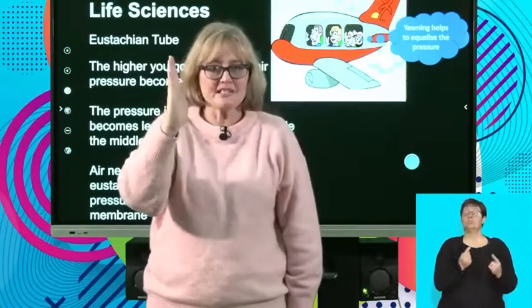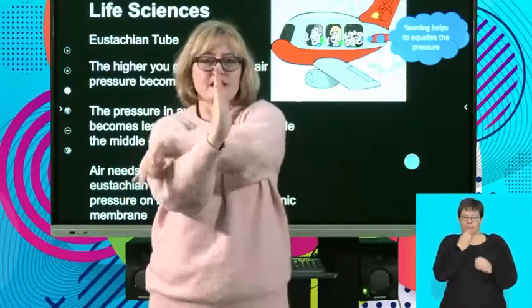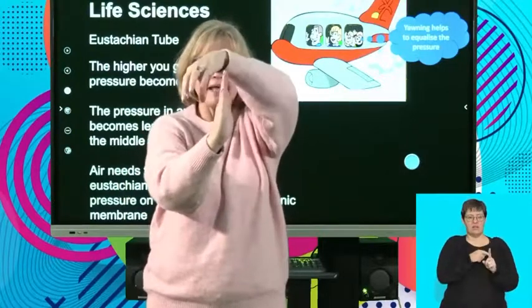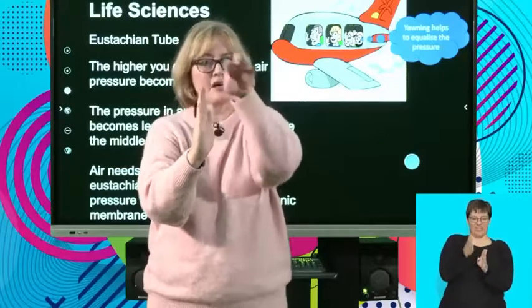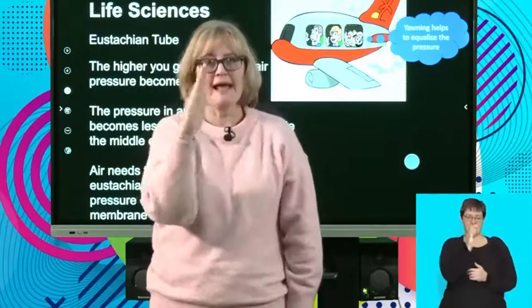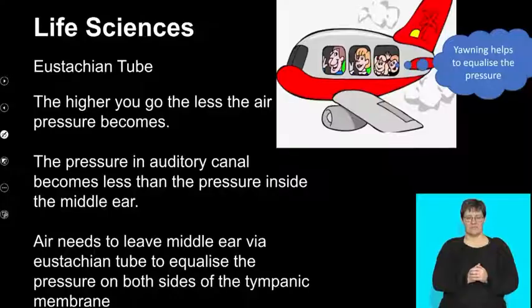So what they usually tell you to do is to yawn. When you yawn like this, you open up your eustachian tube here, right? Air can flow out. The pressure can be equalized on both sides of your tympanic membrane, and it can now vibrate. Right. So that's the eustachian tube.